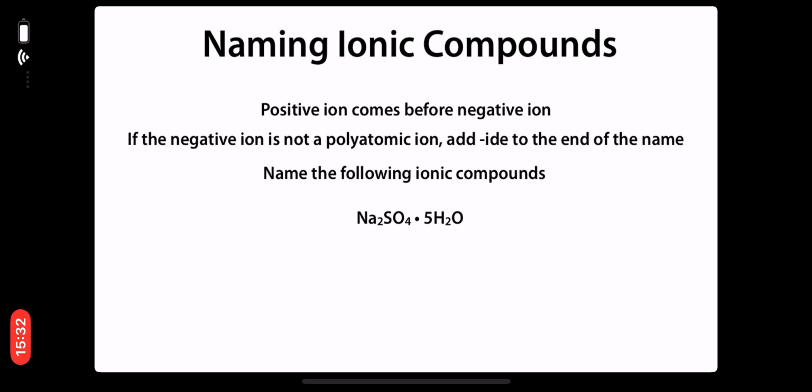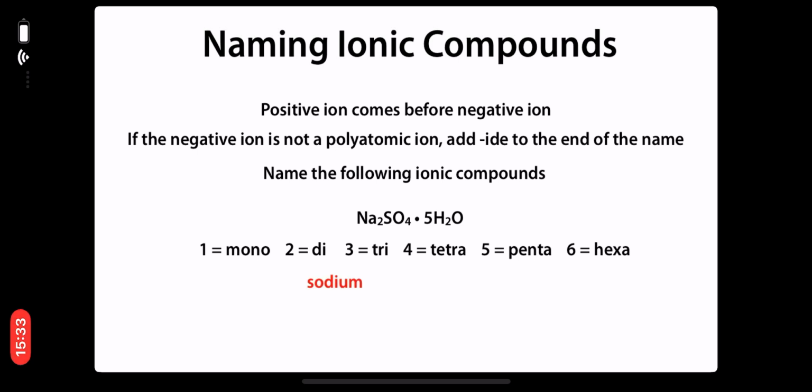Next we have Na2SO4·5H2O. Since we see that ·5H2O again, we recognize that as a hydrate. And when we see hydrates, we remember we're going to add that prefix hydrate to the end. So let's pull up those lists of prefixes again. We remember that we're going to name this compound normally, then add the prefix hydrate at the end. Na, sodium, SO4, sulfate, and then finally pentahydrate from the 5H2O. We use prefix pentahydrate for 5H2O.